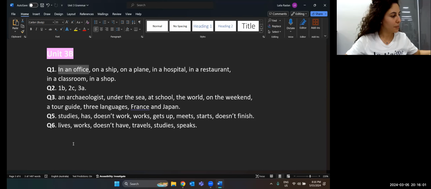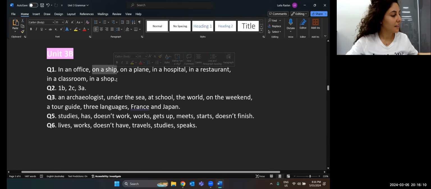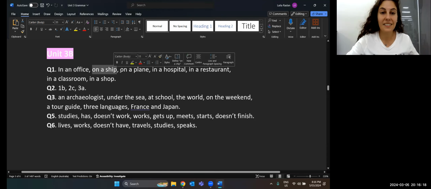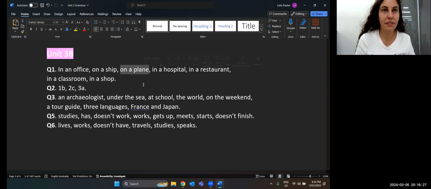How about on a ship or boat? On a ship or boat would be a sailor. Yeah. On a plane, who would work on a plane? The flight attendant or a pilot. Yeah. So you got a flight attendant, a pilot.